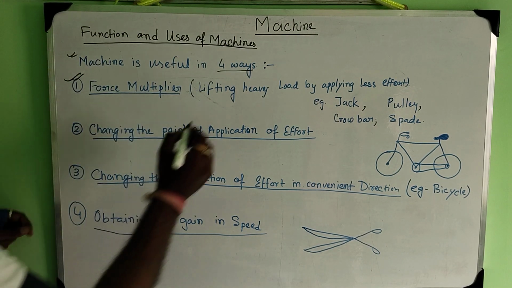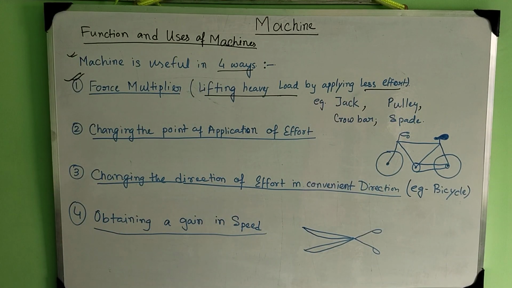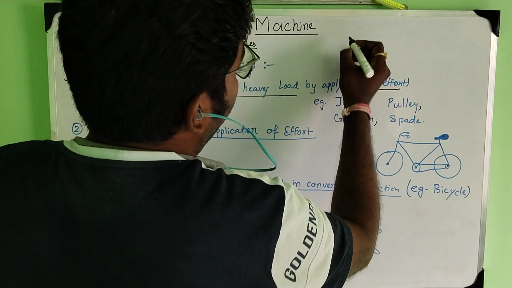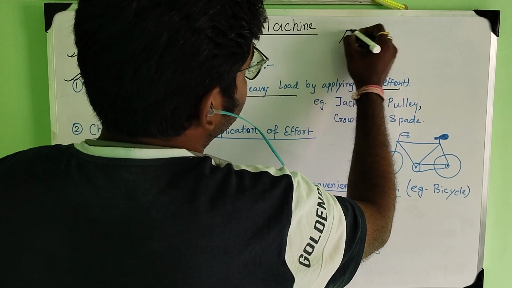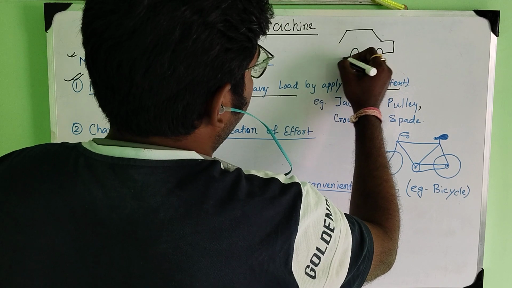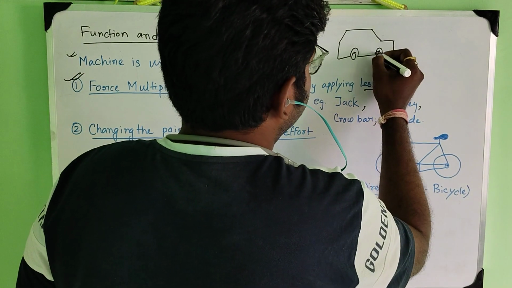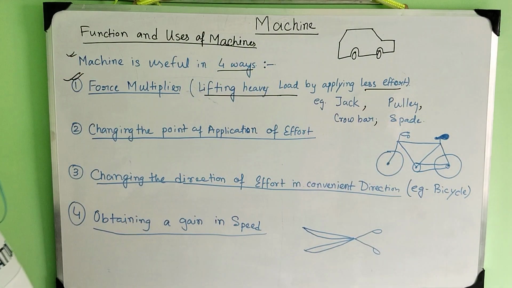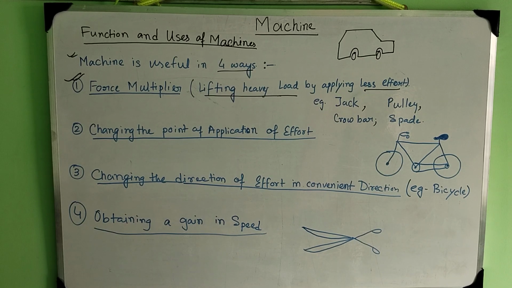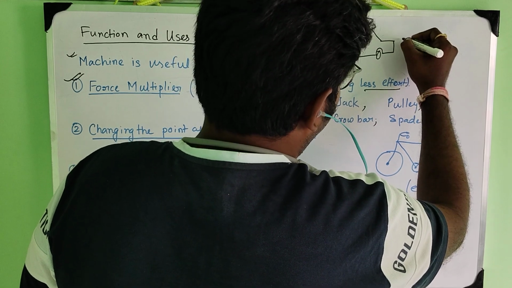Force multiplier means lifting a heavy load by applying less effort. Suppose I want to lift a car that weighs 500 ton, or you can say 1000 ton. A car is a very heavy load. We can lift a car by using a jack. What is a jack?